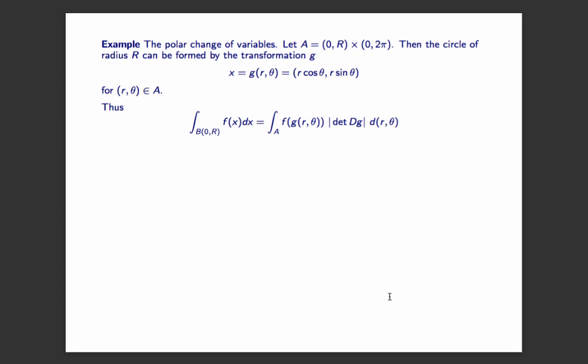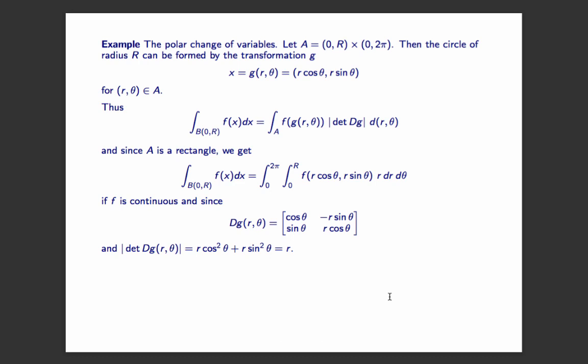Thus, the integral of f over the ball centered at 0 and with radius r is equal to the integral over A, and remember A is a rectangle, of f of g of r comma theta, because that's the composition of f and g. It's f of g of my new coordinates. That's why it's called a change of coordinates or a change of variables. I have new variables. Times the determinant of the derivative of g times d of my new variables, r theta.